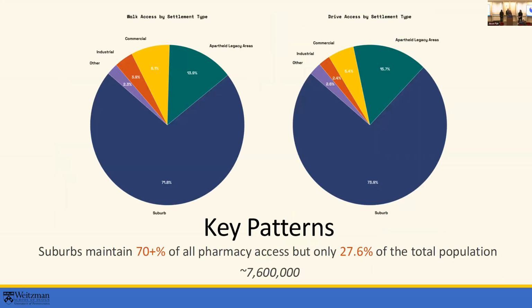So we look at the access score distribution. We're starting with the DARE curated census variables, which classify the neighborhood types that are specific to apartheid. So you see the suburbs are representing over 70% of all access within our provinces. Yet their population is only 7.6 million, which is almost the same as the population in our pharmacy deserts.